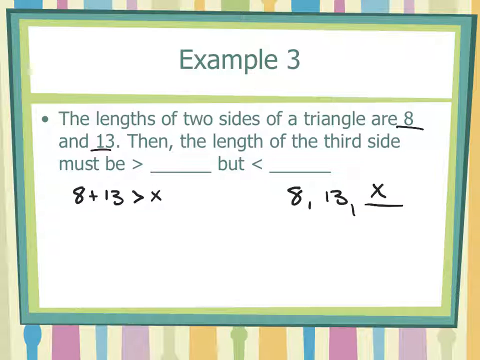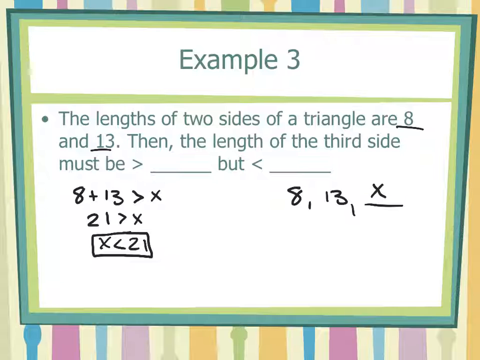What is 8 plus 13? Really what that says does not say x has to be greater than 21. That says that x has to be less than 21, right? Because x is smaller than 21. Yes. So that's a possibility, but that's only one of three possibilities that we need to look at.